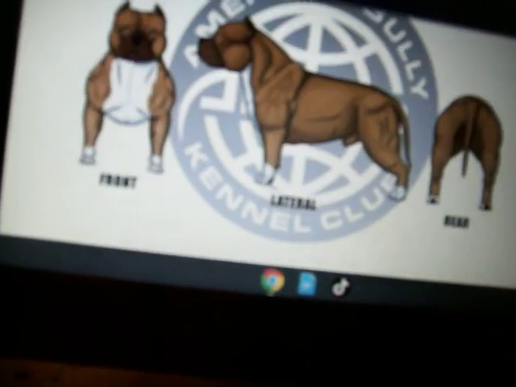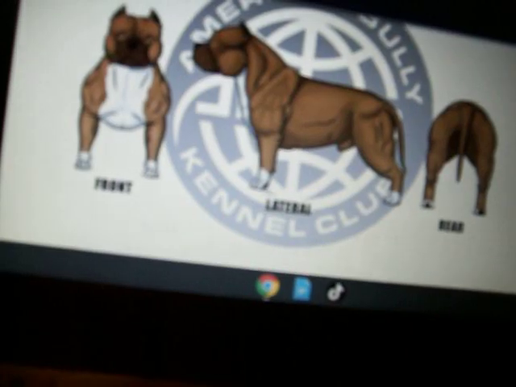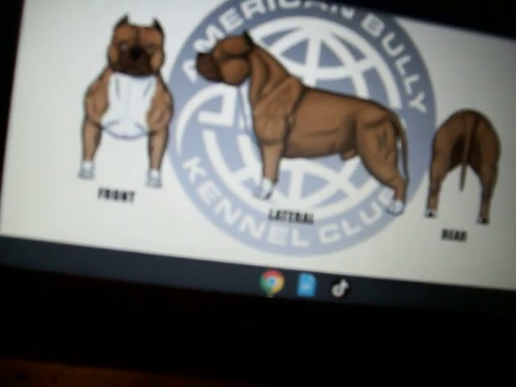Please stop mislabeling this breed as the American Pit Bull Terrier. Do not call it a pit bull. It is not the same. It is not the same at all. It's its own breed. Color and pattern: all colors and patterns are permissible except for merle or blotched. Disqualifying faults are merle or blotched.